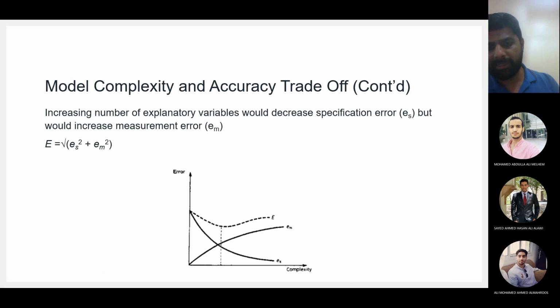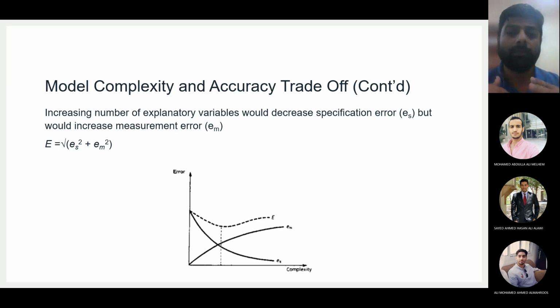You can see it in the graph over here. Okay, so when you have more variables in the equation, it will decrease the specification error, but it will increase the complexity of the model. And at the same time, it will increase the measurement error. Because when you are measuring 3 variables, each variable has a measurement error, right? So the final equation had the measurement error because of 3 variables. Now if you make it 10, then you have 10 measurement errors. So the final equation will have measurement error coming from 10 sources.